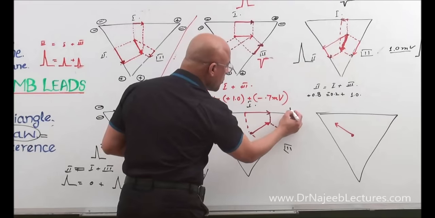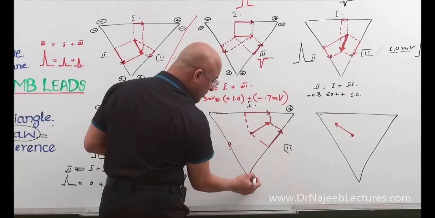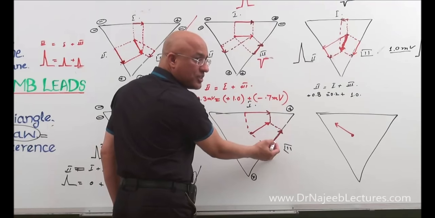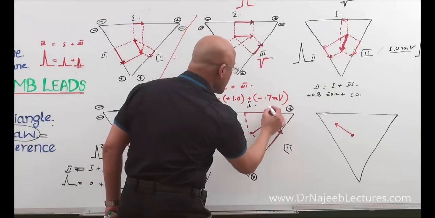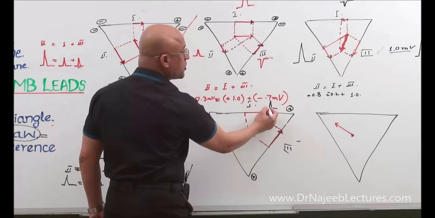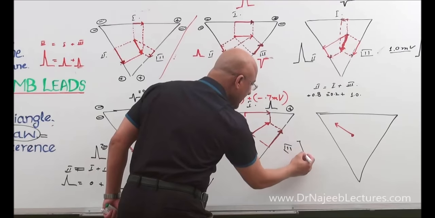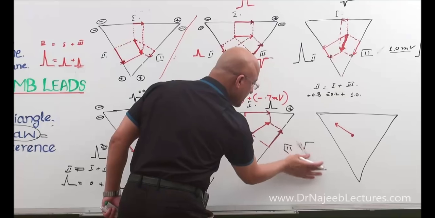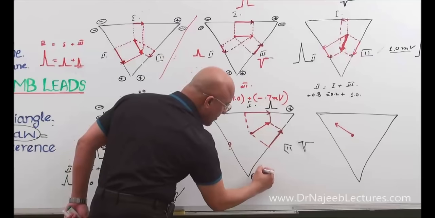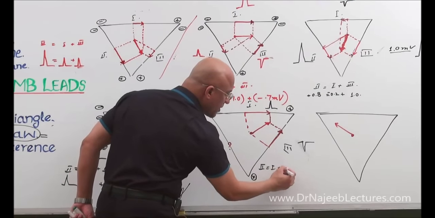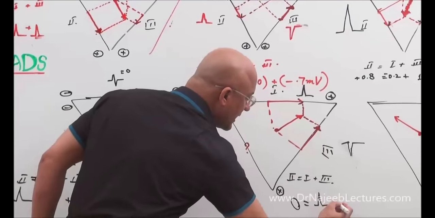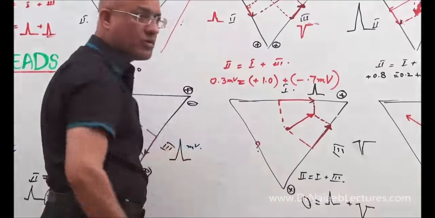But here the vector is moving towards the positive electrode, and here the vector is moving away from the positive electrode. So here will be a positive deflection and here will be a negative deflection of equal degree, right? Suppose if it is positive 0.8, 8 small squares, this will be negative 0.8 small square. And this is zero. So how will Einthoven's law be? 2 is equal to 1 plus 3. 2 should be 0. 1 is positive, and the same degree 3 is negative, and equal to 0.